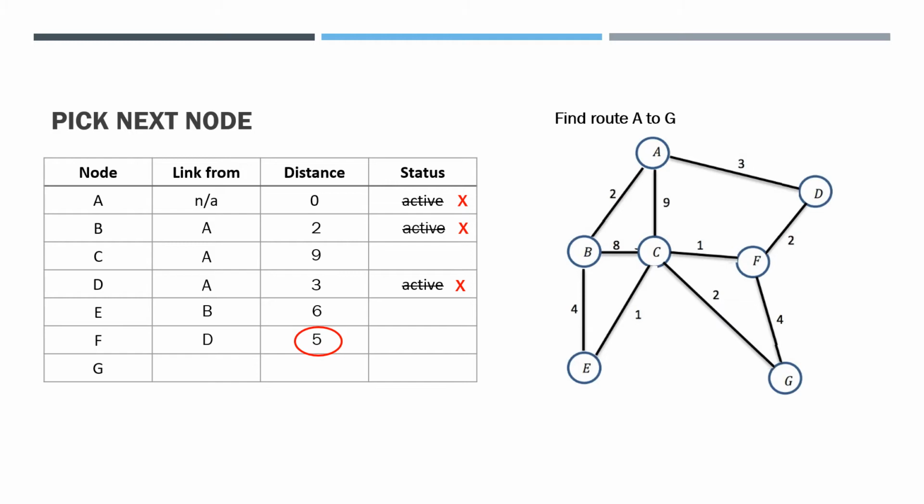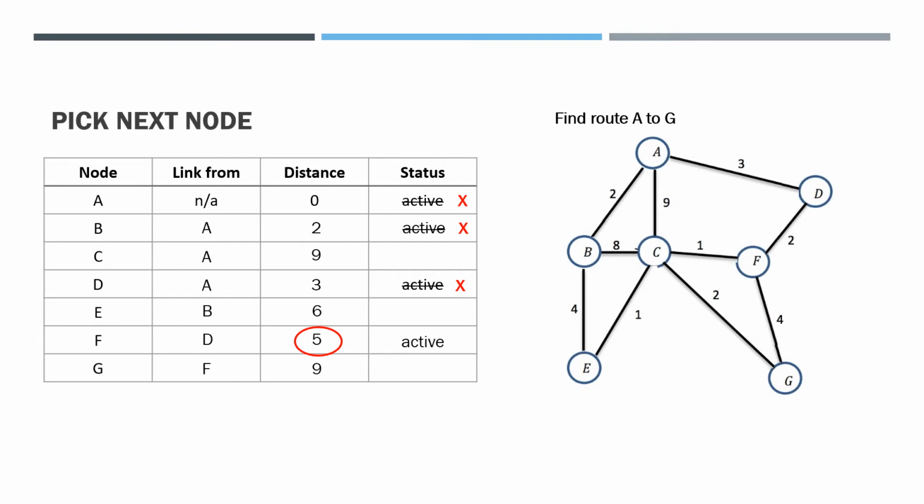Obviously not back to D, we never go backwards. We can go forwards to G or forwards to C. So we can get to G from F at a total distance of, F has a distance of 5, add an extra 4, 9. So we found a route to the end node. It's a distance of 9.